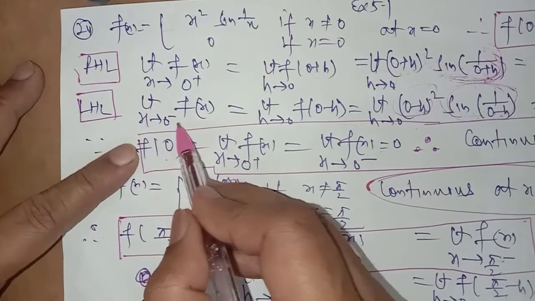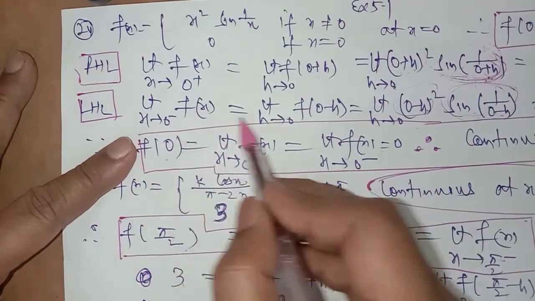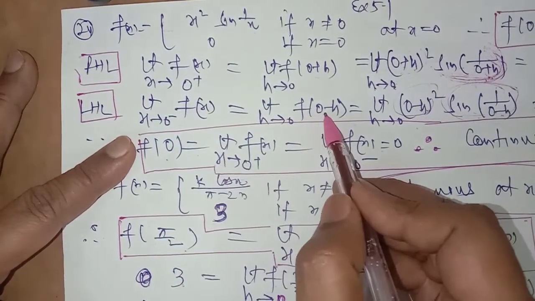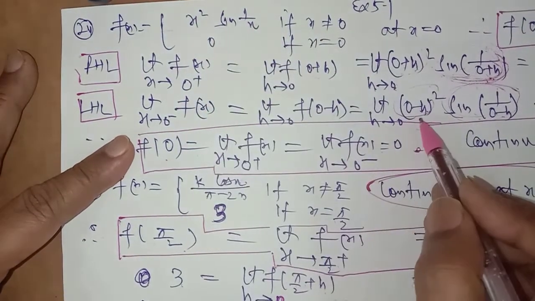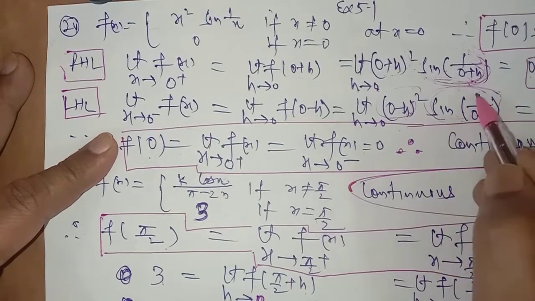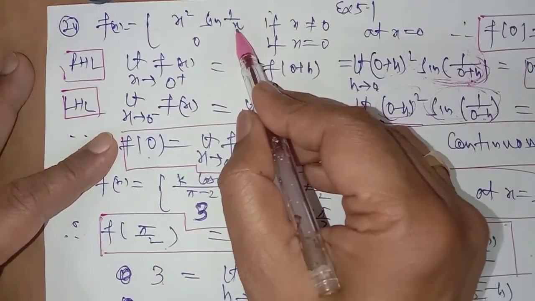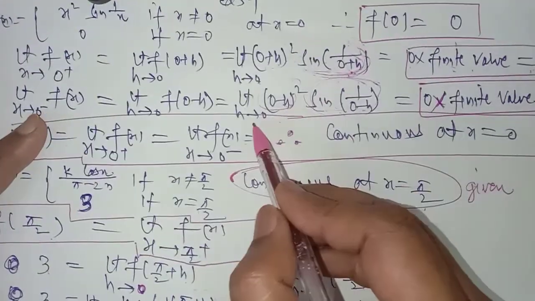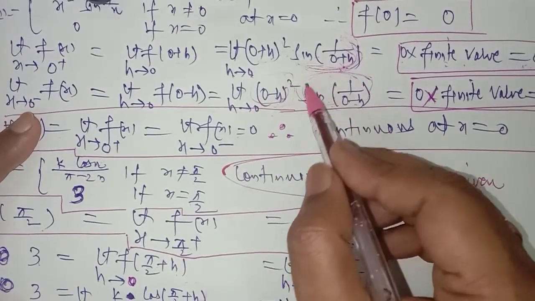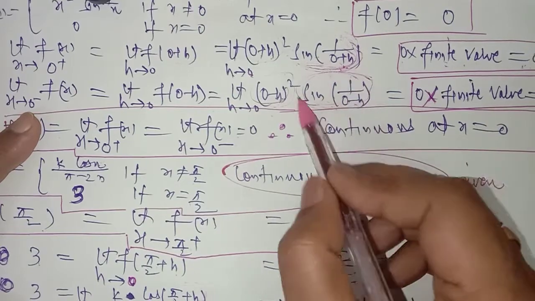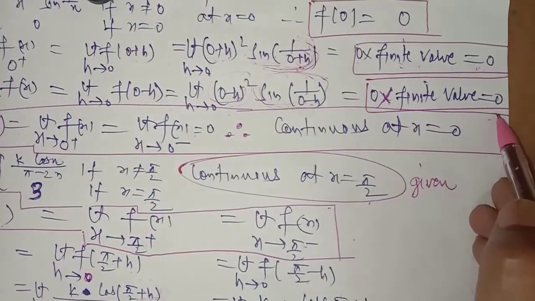Similarly, in the left hand limit, x goes to 0 negative, we'll let x is equal to 0 minus h. 0 minus h is again not equal to 0. We'll use this function, that is 0 minus h whole square sine 1 upon 0 minus h. Again, if we take the limit h goes to 0, this term will be 0 and the value of the sine will be finite. Again, 0 into a finite value will be equal to 0.